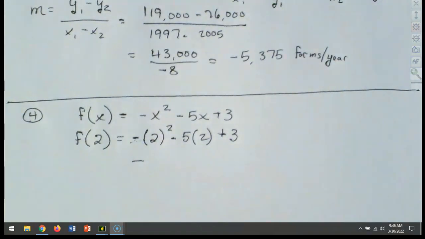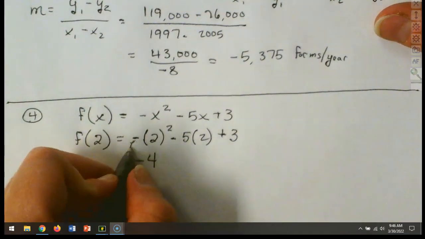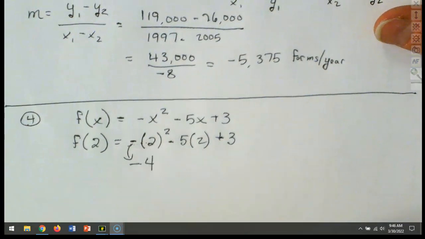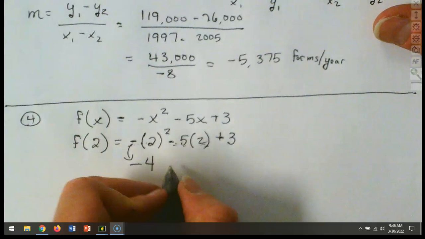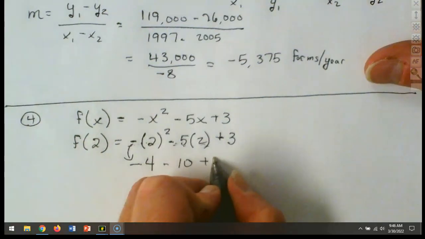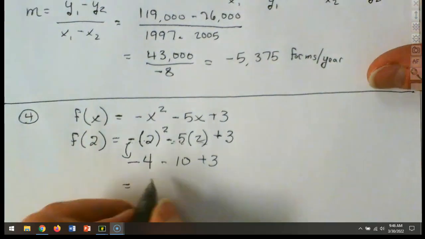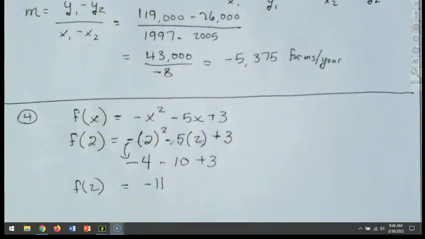The 2 inside gets squared, and positive 2 squared is a 4, and the negative, because it's out in front, gets dragged down. But a lot of times, students make a mistake, and they think it's inside, and they make that a positive 4. Do not make that mistake. The negative is out in front, bring it down. Now, what about the next 2 pieces here? Negative 5 times 2 is a negative 10. And then we've got a plus 3, and we combine all of this together. And what do we end up with? Looks like we end up with negative 11, don't we?